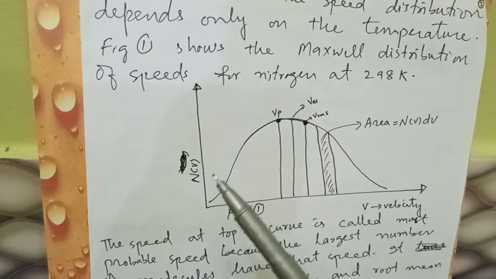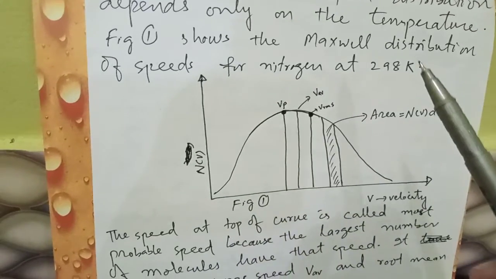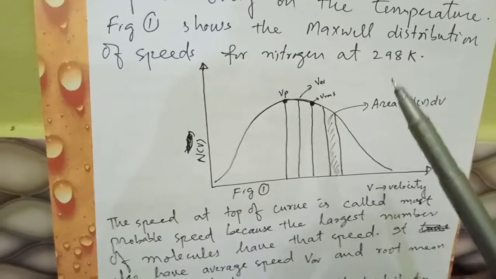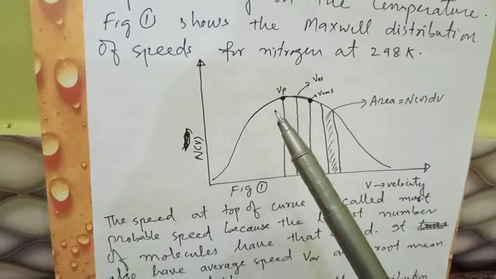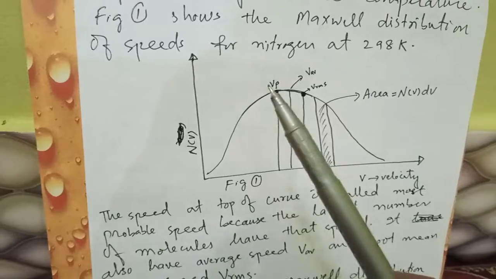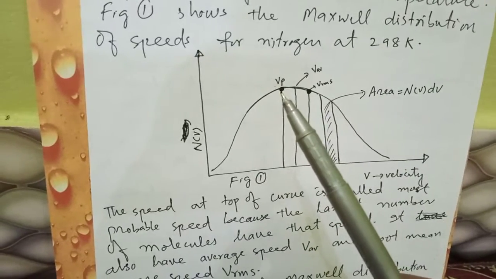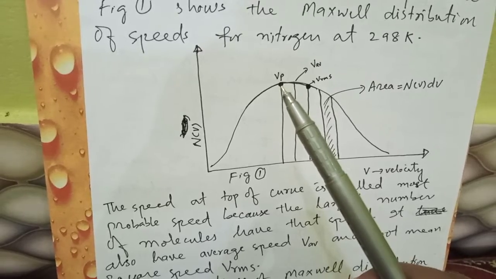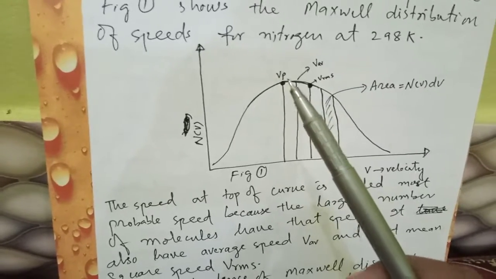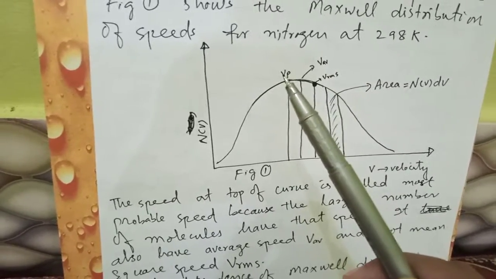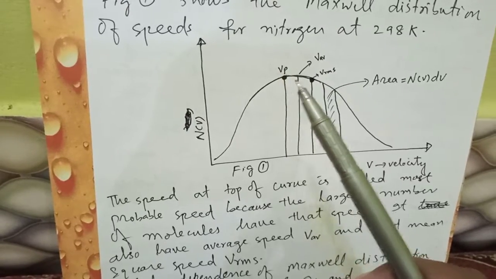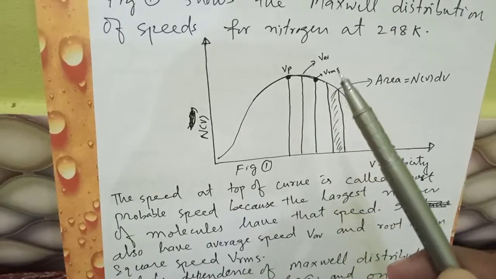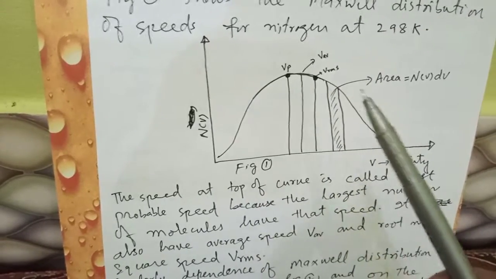If you draw that for nitrogen at a temperature of 298 Kelvin, which is room temperature, this graph shows three different velocities. This one is the maximum, which is the most probable, where the maximum number of particles have this velocity. That is why it is called the most probable velocity. Then we have an average velocity, and then the vrms velocity, which we will discuss later on.